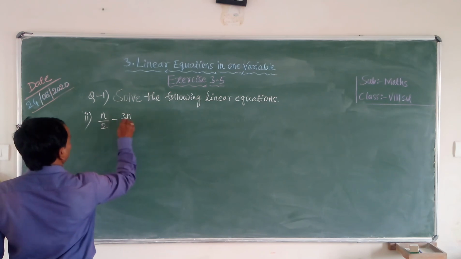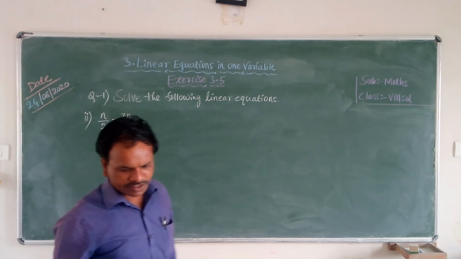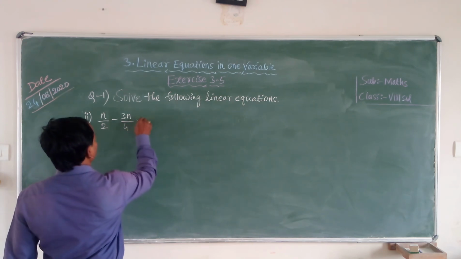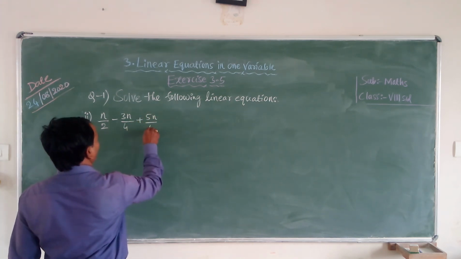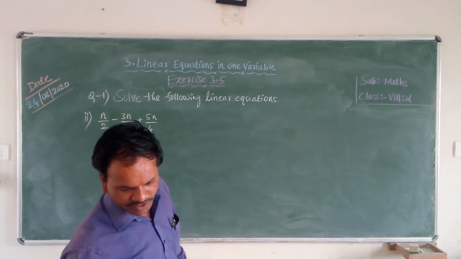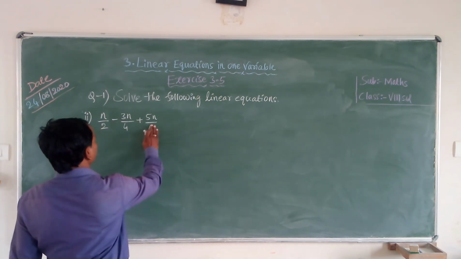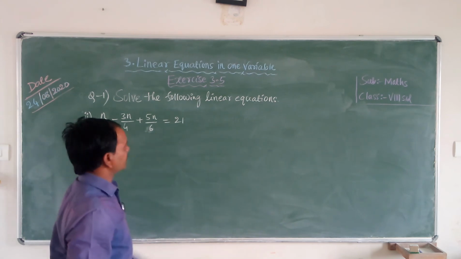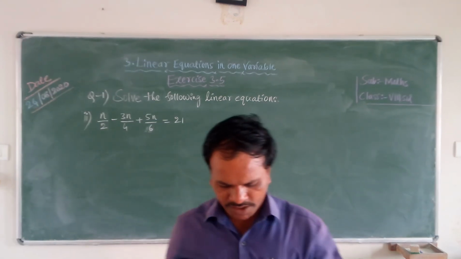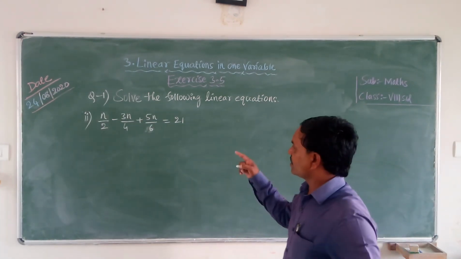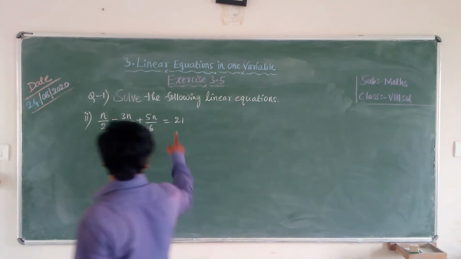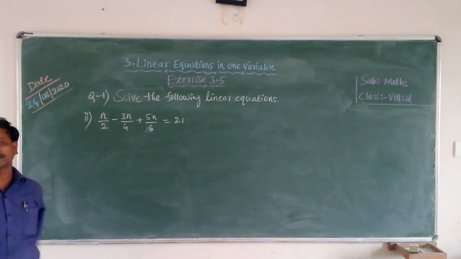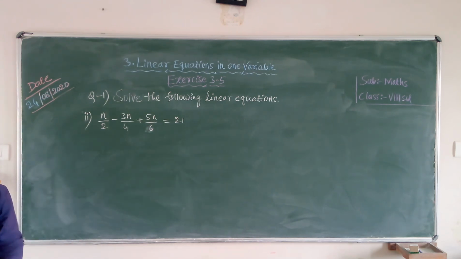minus 3n by 4 plus 5n by 6 is equal to 21. The RHS has no variable, a whole number is there. n by 2 minus 3n by 4 plus 5n by 6 is equal to 21. n is on the same side, the LHS side. Don't worry.